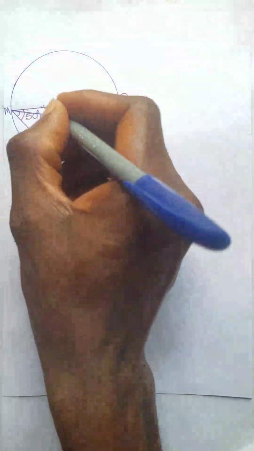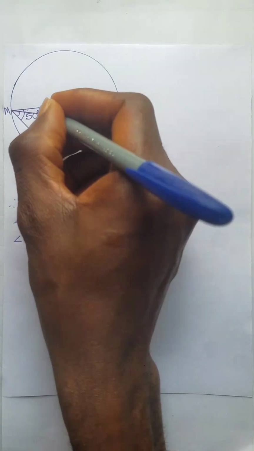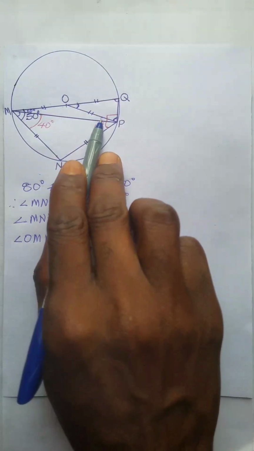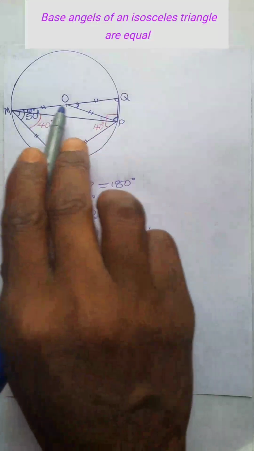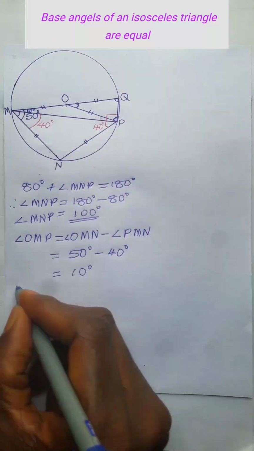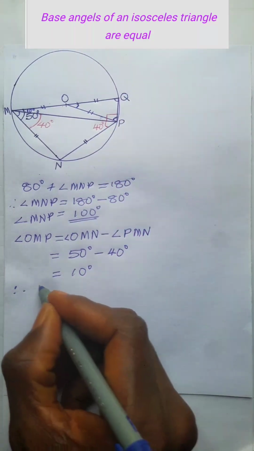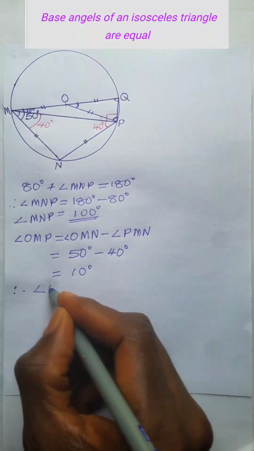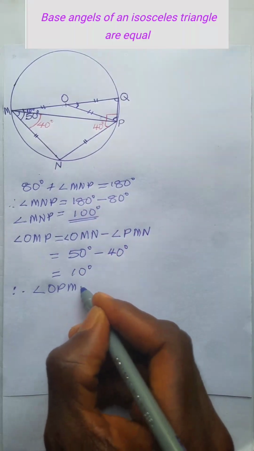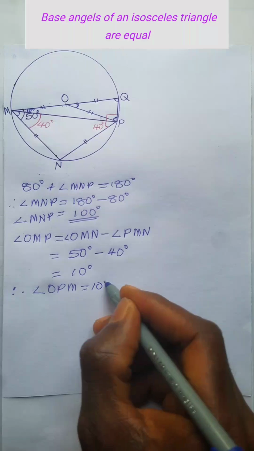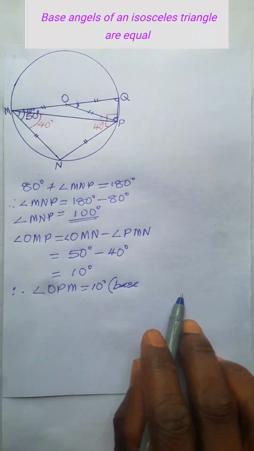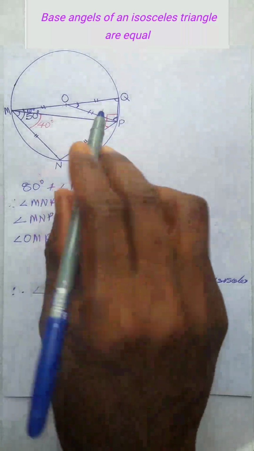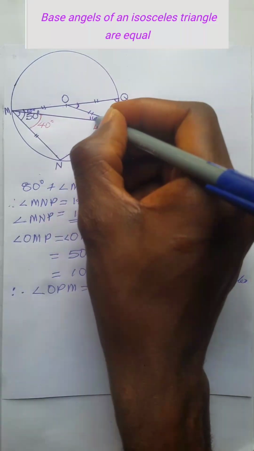We've gotten this tiny place as 10 degrees, this place 10 degrees. So that means this other place is also 10. Why? Base angles of an isosceles triangle. Therefore, I can say that angle OPM is equal to 10 degrees. Why? Base angles of an isosceles triangle. Okay, so this is our 10 degrees.